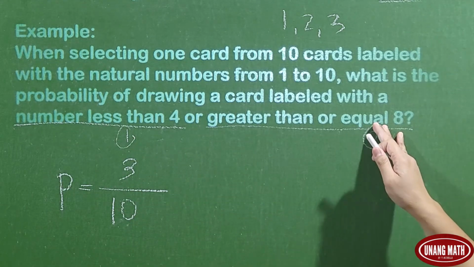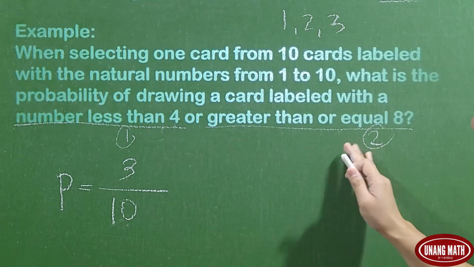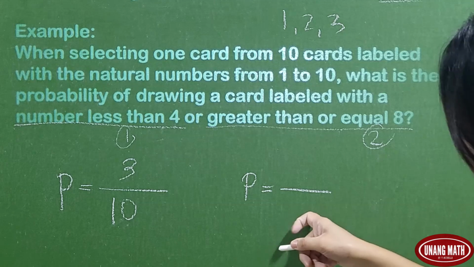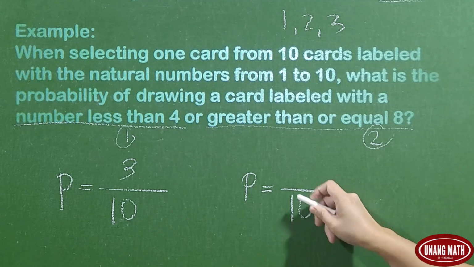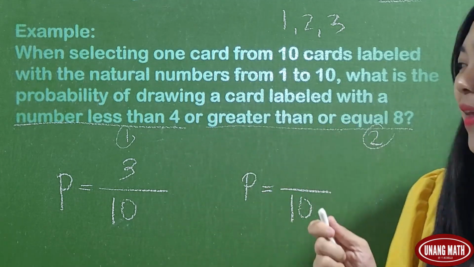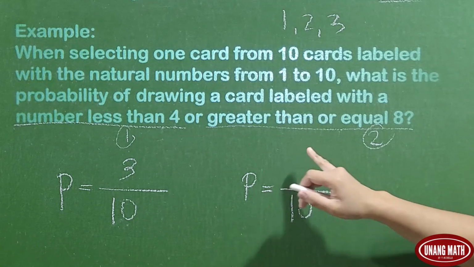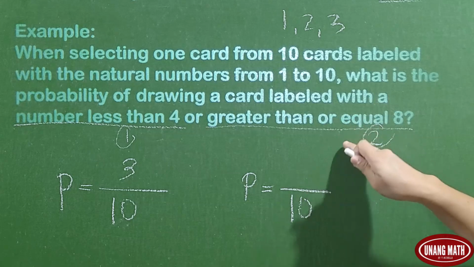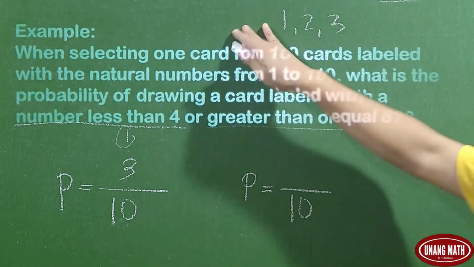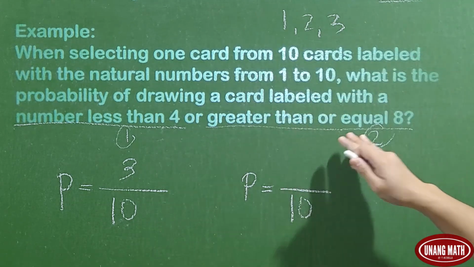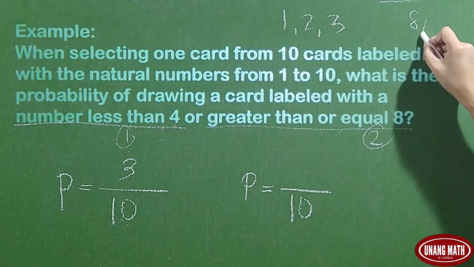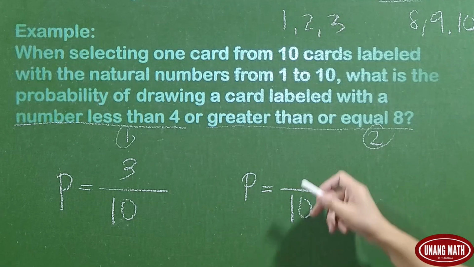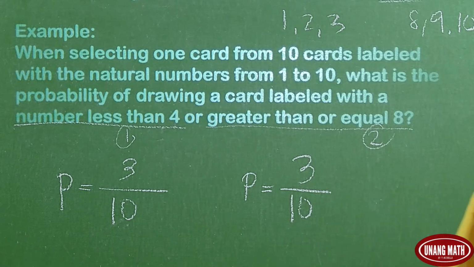Now what about our second event? The total possible outcome is also 10 since we are going to select one card. What about the favorable outcome? Numbers greater than or equal to 8. From numbers 1 to 10, the numbers greater than or equal to 8 are 8, 9, and 10. So we have 3 favorable outcomes, and this is 3 over 10.